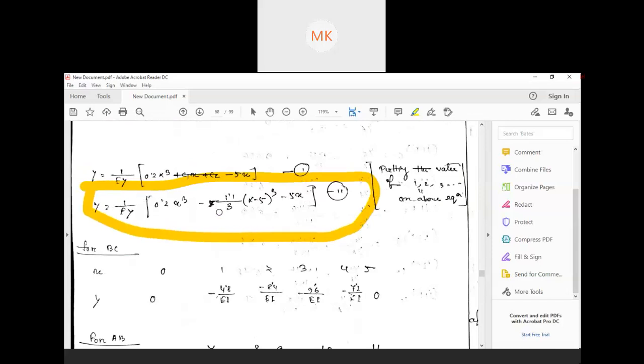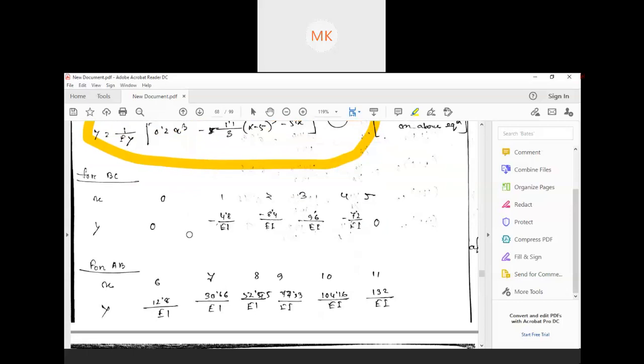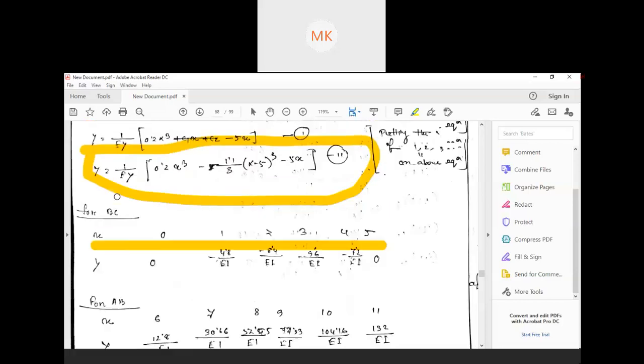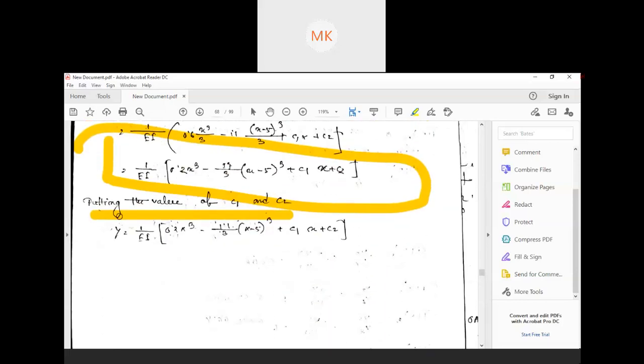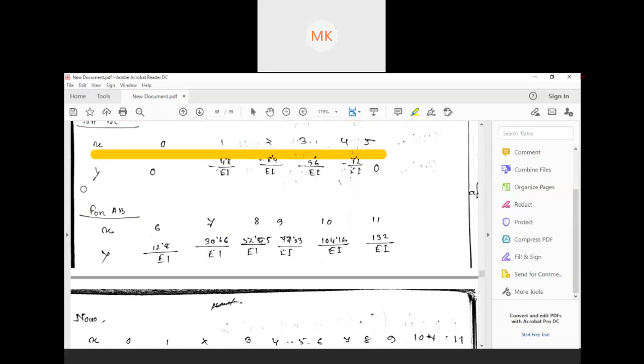Okay, after finding out these two equations, what we need to do is find the coordinates for BC and AB by using the x and y values. So you need to put the x value from 0 to 5: 0, 1, 2, 3, 4 and 5. Just put the values in the equation. For BC you need to use equation number 1. When you put the values, you will get the y values like this.